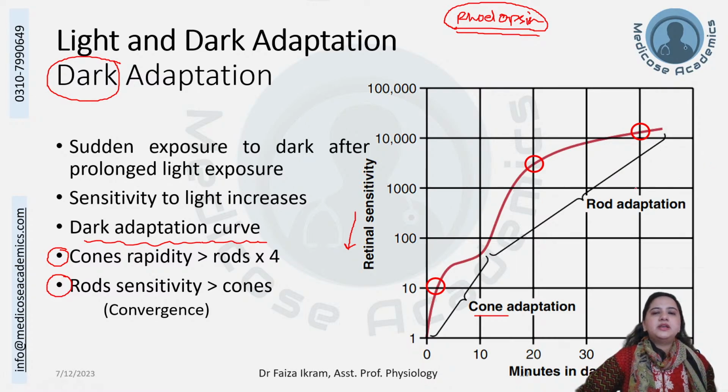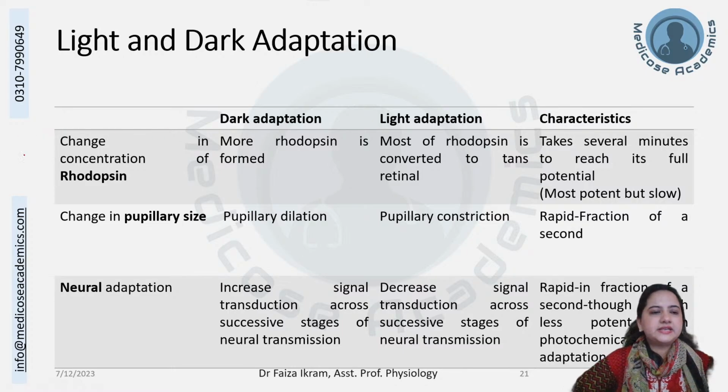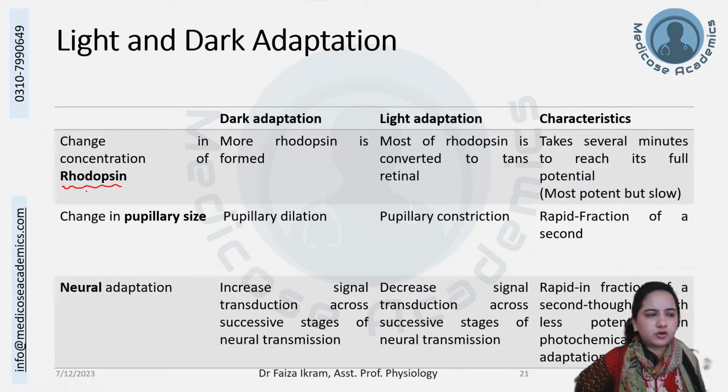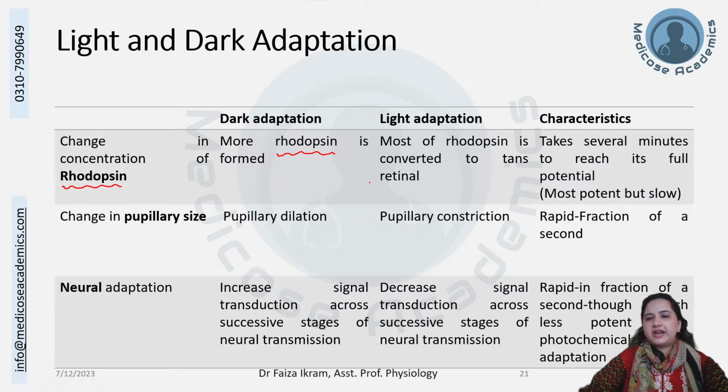How will they adapt? There are 3 ways of adaptation for dark and light adaptation. Let's have a review of all these conditions. One is the change in concentration of rhodopsin that we already discussed. For dark adaptation, more and more rhodopsin will be formed. This will increase the sensitivity of retina. In reverse, for light adaptation, more and more rhodopsin will be converted into transretinol.